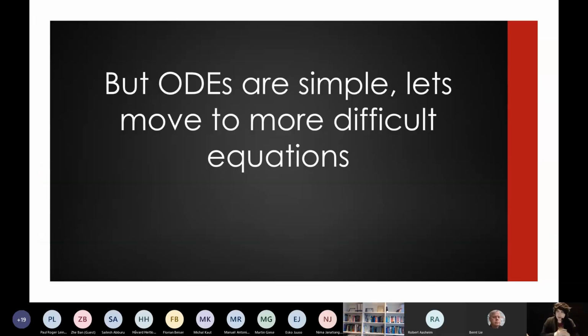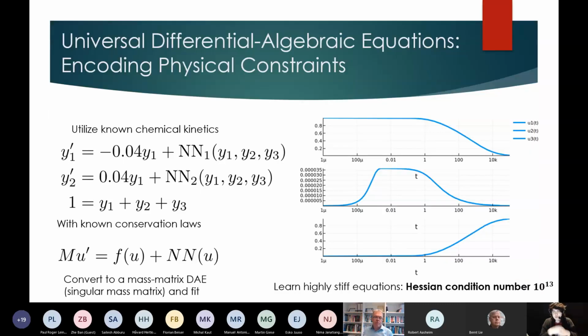But ODEs are simple. Everyone wants to move to more difficult equations. So how do you start to bring this to larger applications and more difficult approximations? So what we've been able to show is, in one case here, we have differential algebraic equations. And what you can do is you can say, here I have a model where I don't know some of the terms of the model, so let's put neural networks in there. But I do know that there's a conservation law, right? So this is a model of chemical kinetics.